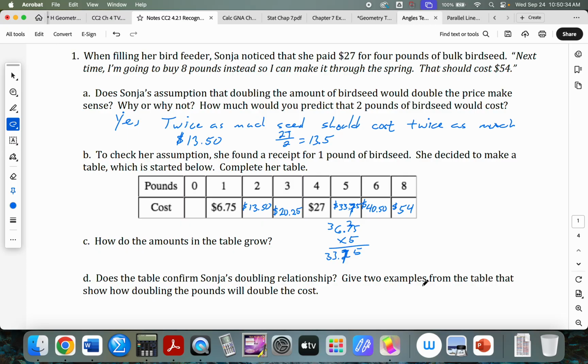So, how do the amounts in the table grow? Oh, we didn't fill in 1. What's the cost for 0 pounds? 0. That's an important idea. So how much do they grow for each additional pound? Right.